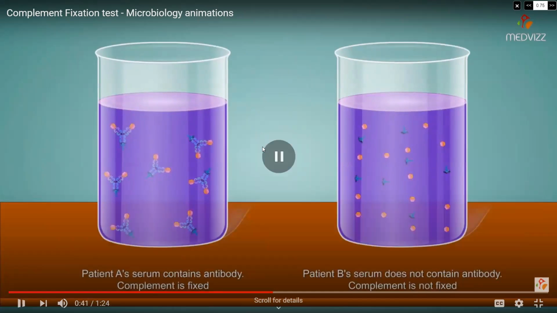And in patient B's serum there are no antibodies, so they will be free. The complement proteins and the antigens that you have added, the calculated amount, will remain free because there are no antibodies to attach to.